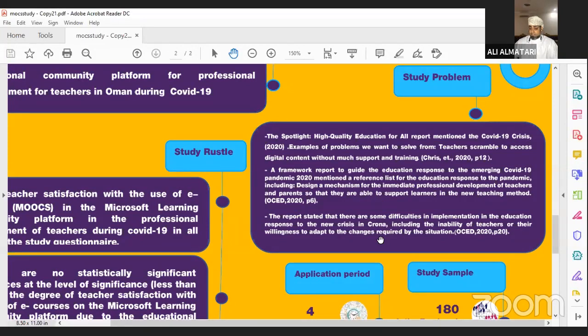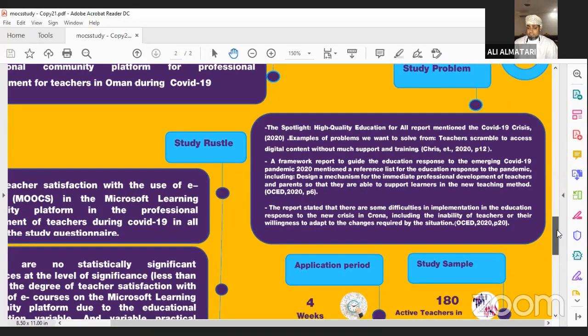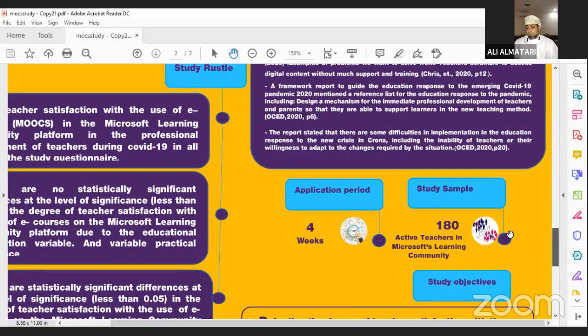Also, the report stated that there are some difficulties in the implementation of the education response to the new crisis in Corona, including the inability of teachers, or their unwillingness, to adapt to the changes required by the situation. This is our problem. So we need development for teachers, especially in this case, and we cannot continue without developing the teachers.